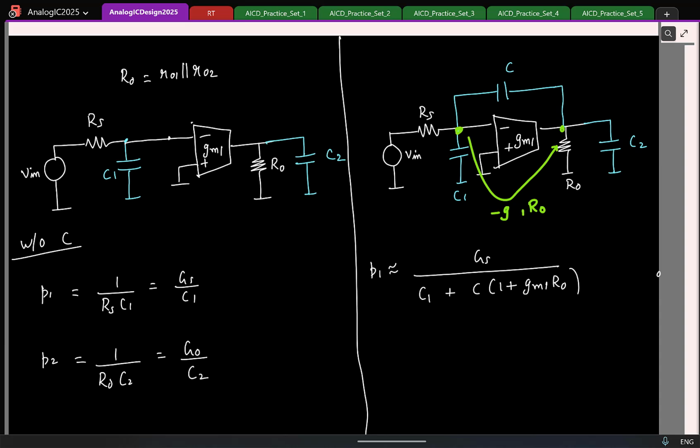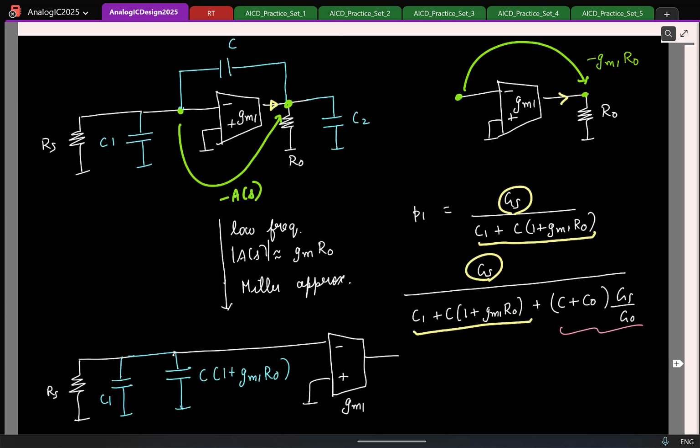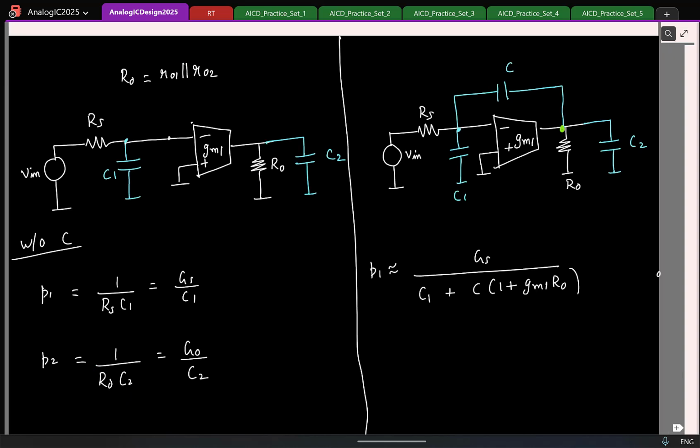So this we should be able to write by looking at it now. Yeah, that's the gain, right? Low frequency gain from this node to this node. Remember we looked at the low frequency gain from this node to this node is minus gm1 or not. That's what I have written.